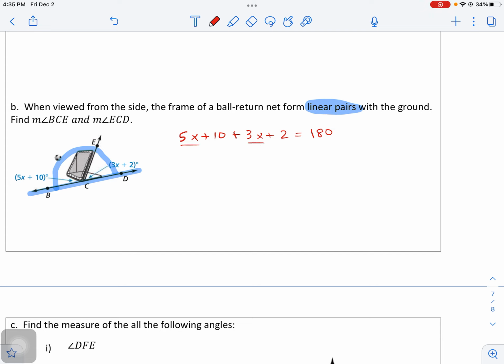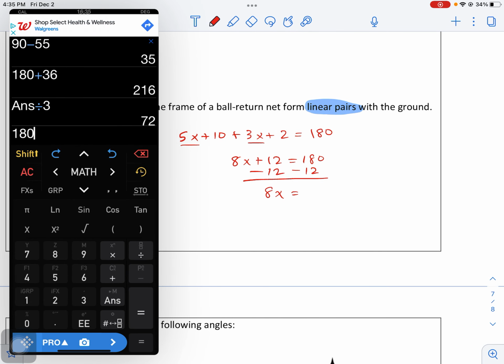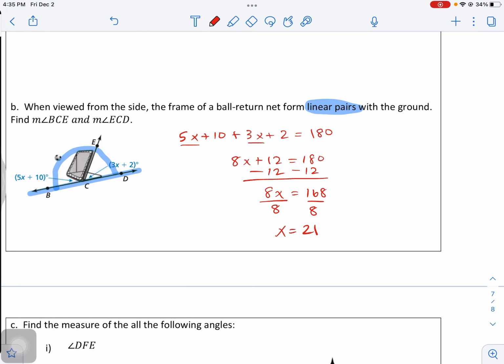So we add our like terms. Subtract your 12. So you got 180 minus 12, and you get 168. Divide by 8. Get 21. So I know the value of x is 21.